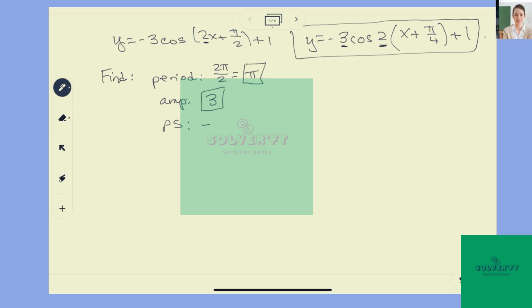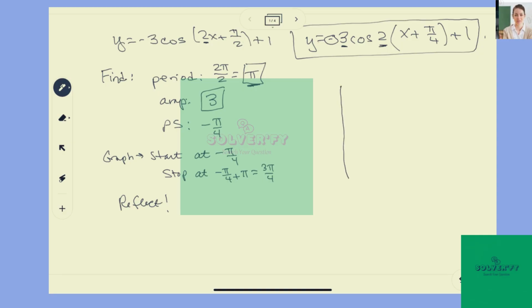The phase shift, I'm going to start this graph at negative pi over 4. So I'm going to start at negative pi over 4, and one period will stop me at negative pi over 4 plus pi, because that's what the period of this function is. So I'm going to stop at 3 pi over 4. I also have this negative in front, so I know I'm going to have to reflect this curve.